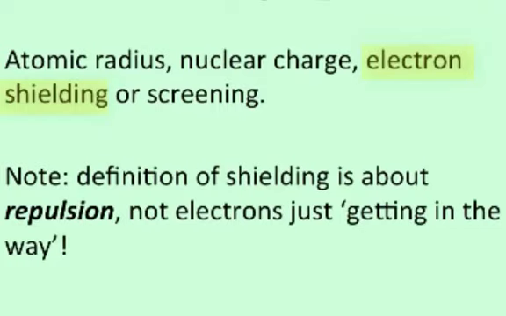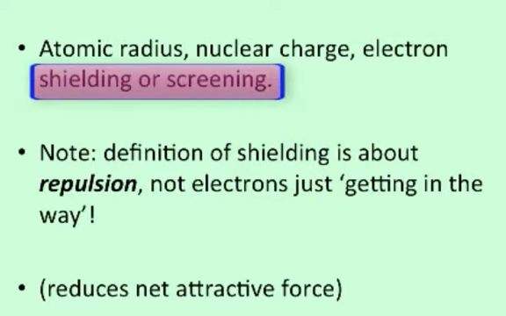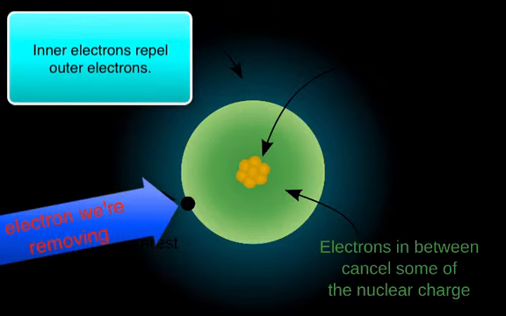Now be careful here. This isn't about electrons just kind of getting in the way of other electrons. It's about the fact that they are negatively charged in the same way that electrons in outer shells are negatively charged, and so they repel each other. So if inner shells of electrons repel outer shells of electrons, we call it electron shielding or screening. So if there are more inner shells of electrons, then there's going to be a larger shielding effect, and it's going to reduce the net attraction from the nucleus, which means that it will be easier to remove an electron. It will require less energy.